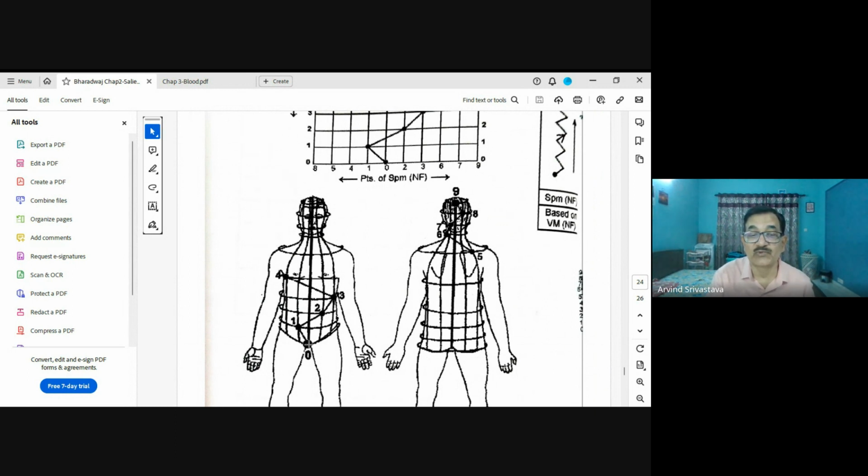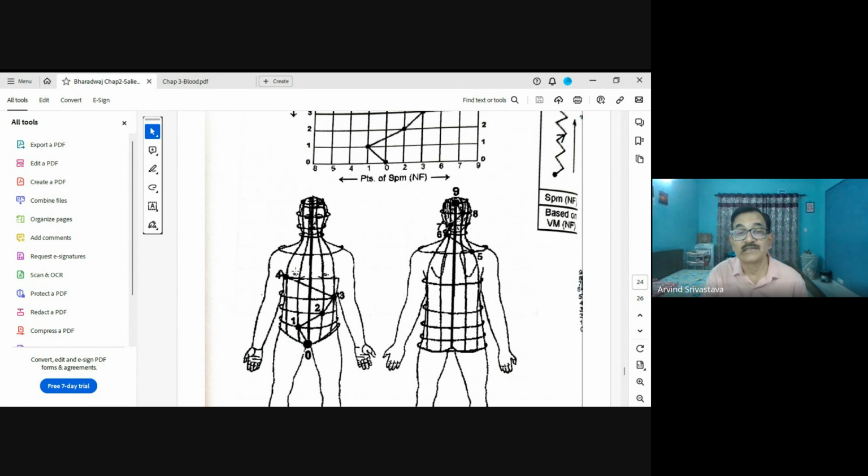This right one is one vertical meridian and one horizontal meridian. It is the meeting point of one horizontal and one vertical. The same way, this is the second vertical meridian, and this is the second horizontal meridian, the meeting point of two. This is the third meridian, the point where horizontal meridian number 3 and vertical meridian number 3 meet.